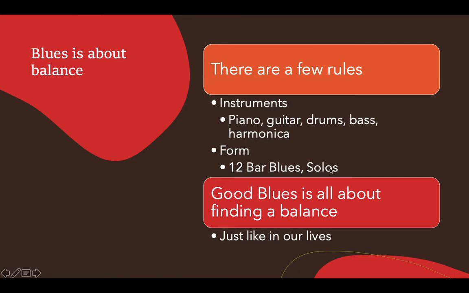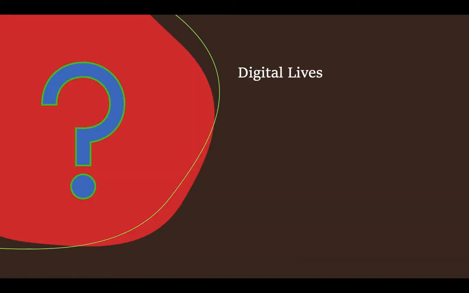There's also solos in blues. The form tells us things that we can expect in the music. 12-bar blues, solos, that's the form. Good blues is all about finding a balance, just like in our lives. So, we're talking about our digital lives. As we're doing online learning, we're doing a lot of things both on and offline.